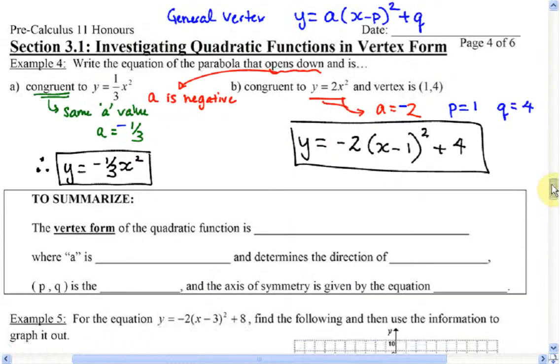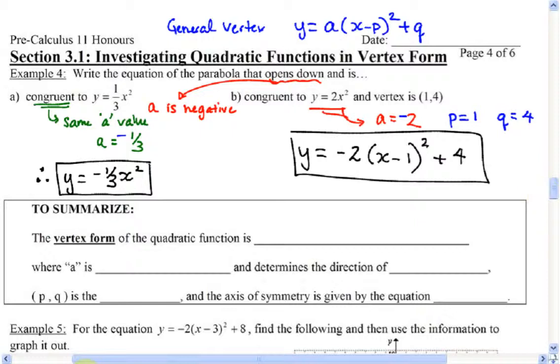Now, the next part. Let's just summarize all that we've done so far. The vertex form of the quadratic function is given by this formula. And you need to memorize this, okay? It's in a box. Memorize. y equals a(x minus p) all squared plus q. So that's the general form of a quadratic function. Just like how the equation of a line was y equals mx plus b, the equation of a quadratic function is this. Now, what is a again?